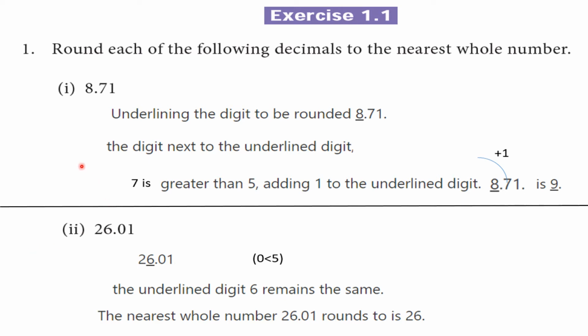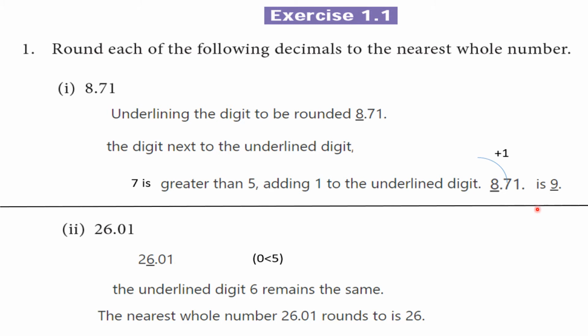Good morning students. Today we are going to discuss exercise 1.1, decimal related sums. Round each of the following decimals to the nearest whole number. Given question 8.71. Here underline the digit to be rounded, 8. After that, see the digit next to the underlined digit on the right side. That is 7. 7 is greater than 5, so you add 1 to the underlined digit. 8 plus 1, 9. Therefore the whole number is 9.